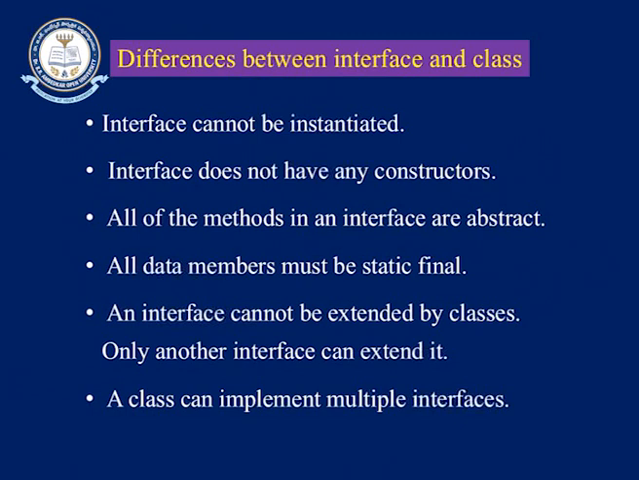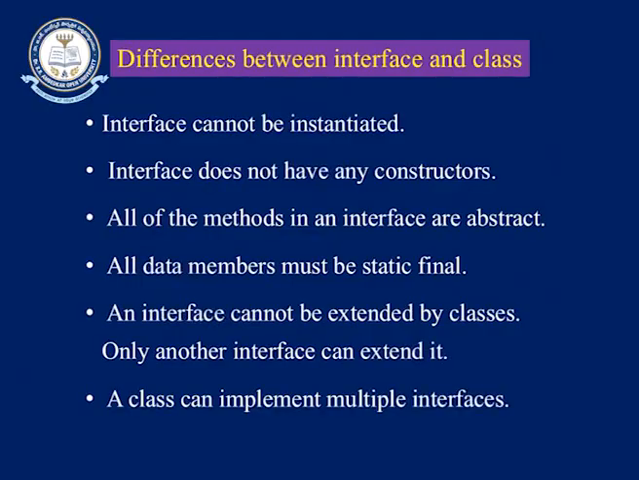So all methods in the interfaces are abstract, but in classes we can implement the methods, not all of them need to be abstract. So you can implement some, but not all methods in the class. All data members must be static final in the interface, but in the class we can have normal variables, and public and private variables. Next one is an interface cannot be extended by classes, only another interface can extend it.